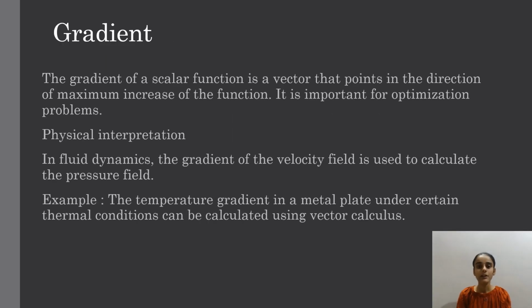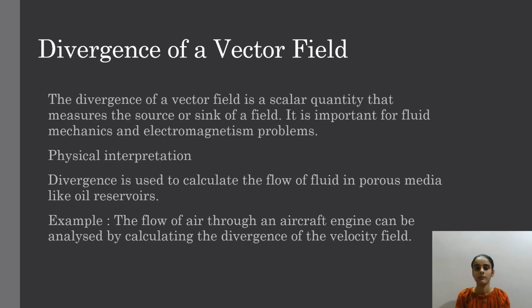Gradient. The gradient of a scalar function is a vector that points in the direction of maximum increase of the function. It is important for optimization problems. Physical interpretation. In fluid dynamics, the gradient of the velocity field is used to calculate the pressure field. Example, temperature gradient in a metal plate under certain thermal conditions can be calculated using vector calculus.